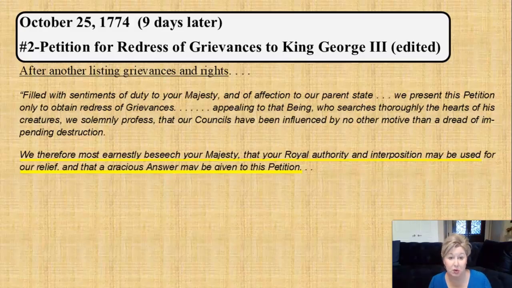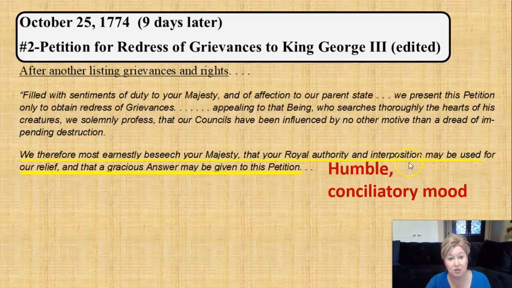Filled with sentiments of duty to your majesty and of affection to our parent state, we present this petition only to obtain redress of grievances, appealing to that being, God, who thoroughly searches the hearts of his creatures. We solemnly profess that our counsels have been influenced by no other motive than a dread of impending destruction. We fear what's about to happen over here. So we beseech your majesty, beseech is beg, that your royal authority and your interposition please intervene so that that can be used for our relief and that a gracious answer may be given to this petition.